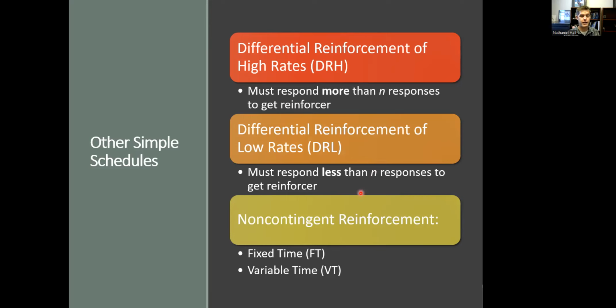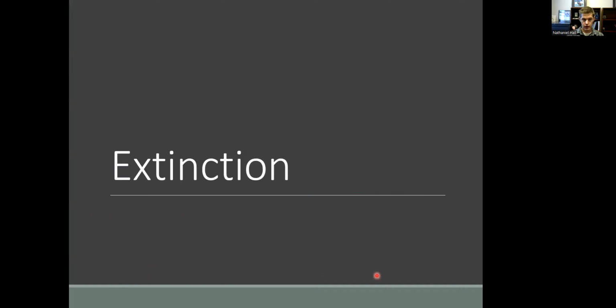Here you don't have any response requirement. It's non-contingent to any type of response. Sometimes we call it non-contingent reward, but basically what it means is that it is completely schedule-based, and whether the animal is engaging in a response or not, it doesn't really matter. You just deliver it based off of some type of time schedule. So with that, we will then move on into extinction.